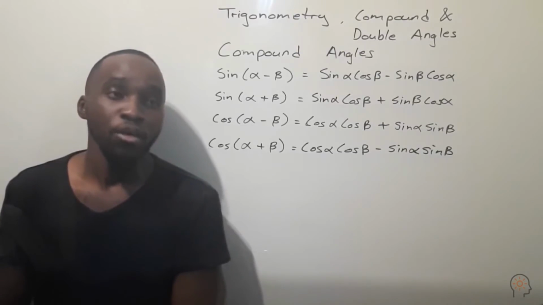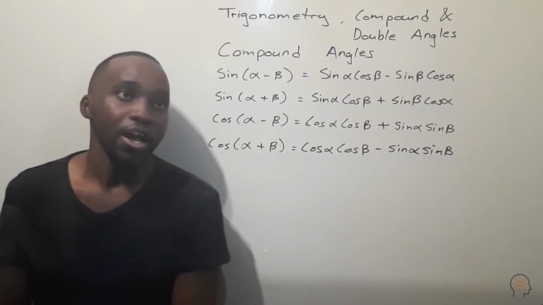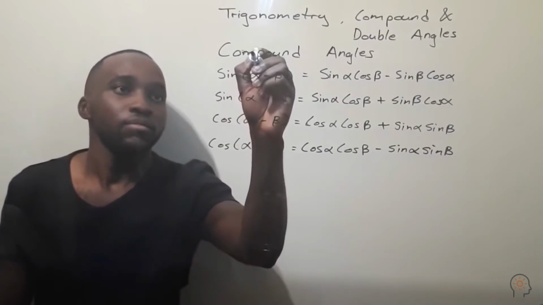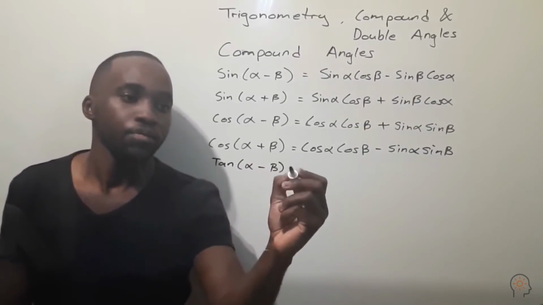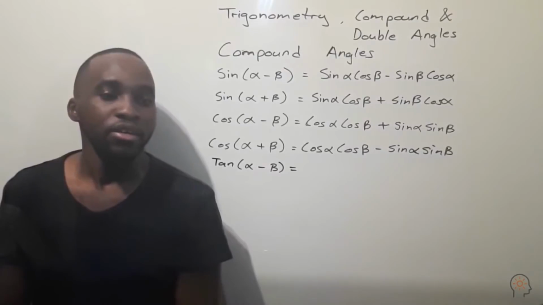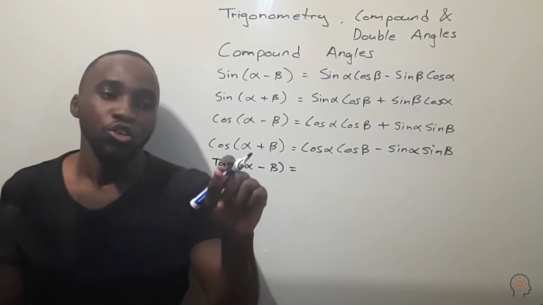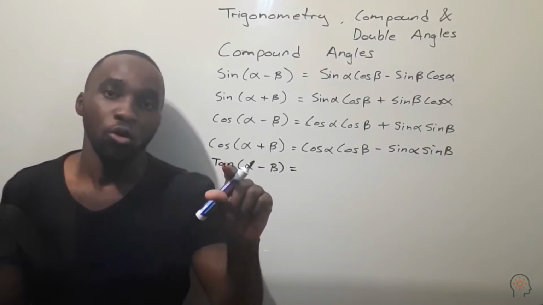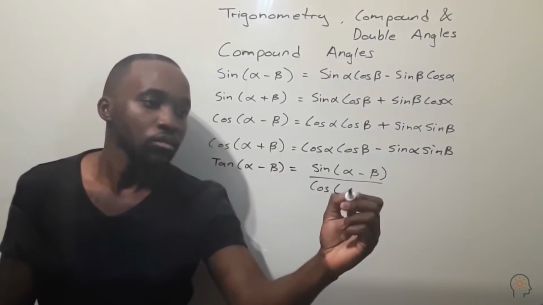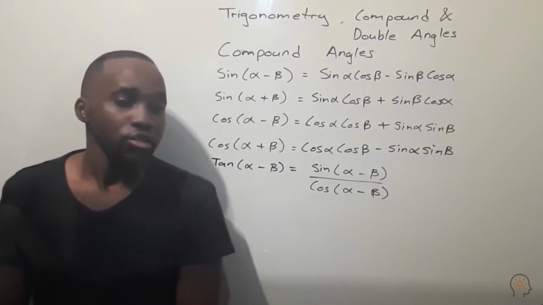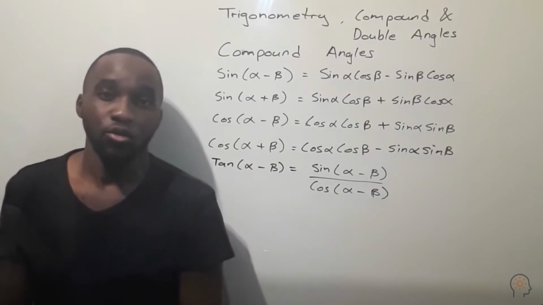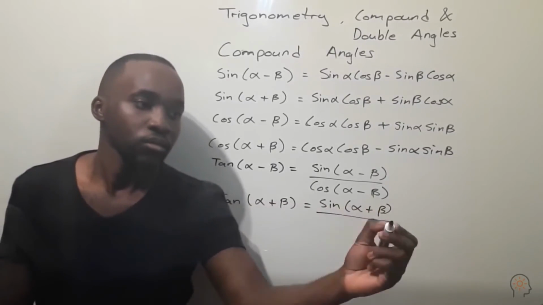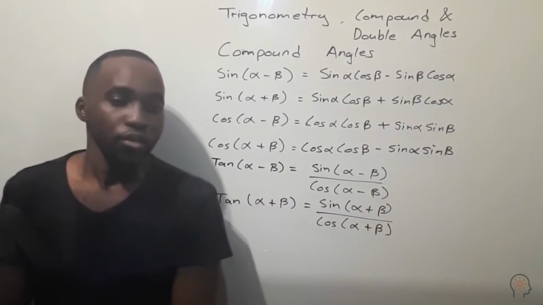You only have 4 of them. You don't necessarily have any for tan, especially now in grade 12. However, if you do see anything that looks like this, right, you want to remember that as long as you're working with tan, you can always split that into sine over cos, right? Exactly. And this will also be the same if you have your angle plus another angle, right? So that's for tan, right?